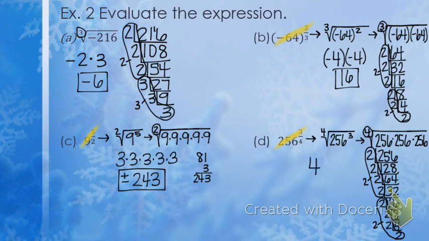Now, how many 256s were underneath the radical? 3. So how many 4s have to come out? So 4 times 4 times 4 is what? 64. But take a pause. Go back and look at the root. The root is what? Even. So what does your final answer have to be? Plus or negative? Plus or minus 64. And that would be your final answer.